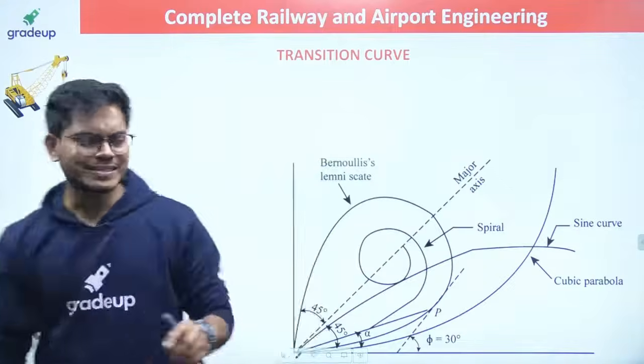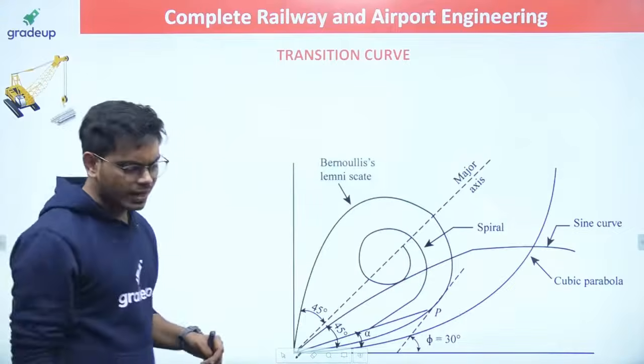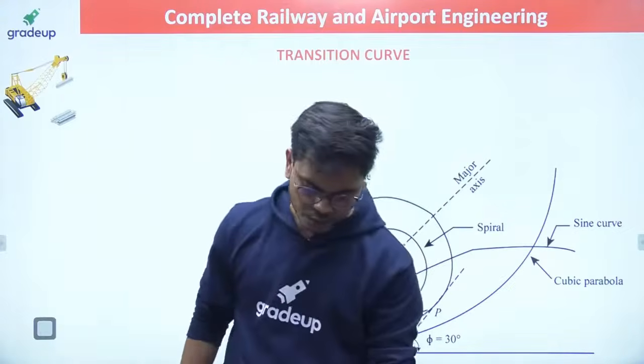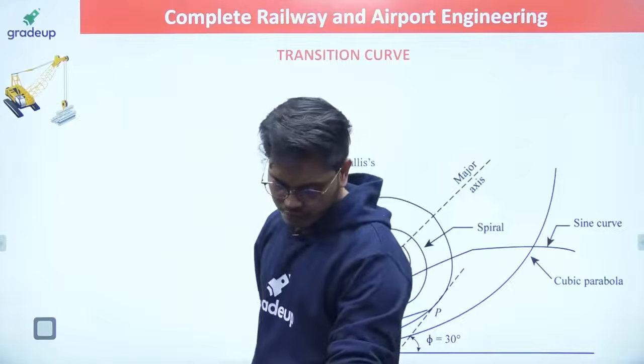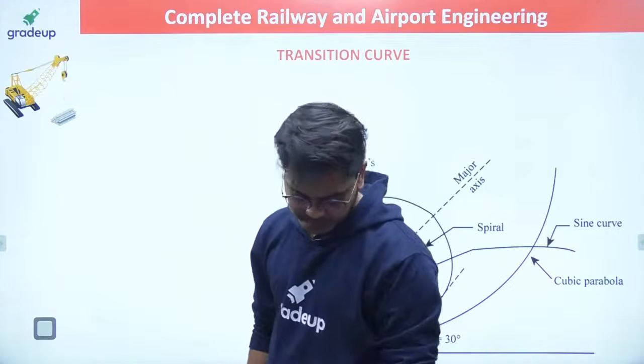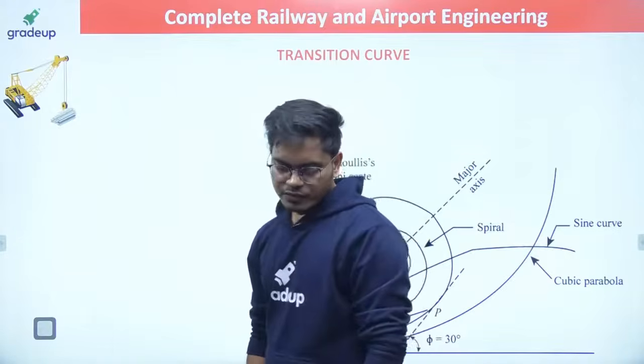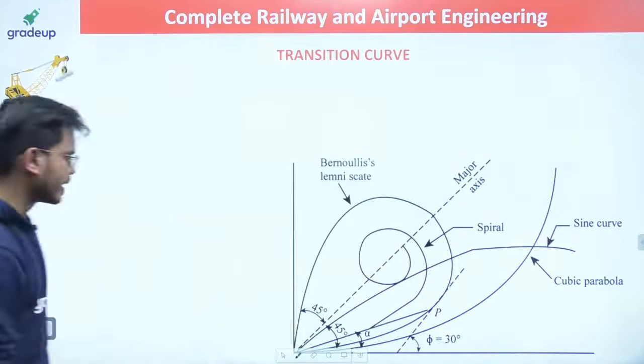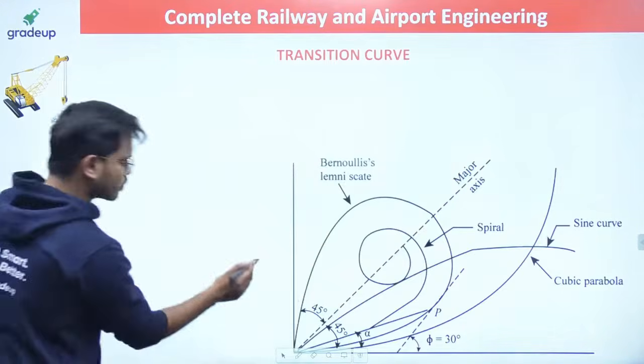So everybody, quickly tell me which curve I am going to provide in case of your transition curve in your railway engineering. So here we are going to provide the cubic parabola, and guys, let me tell you here, let me draw the curve also for you.